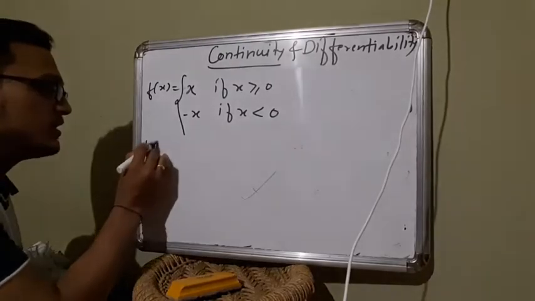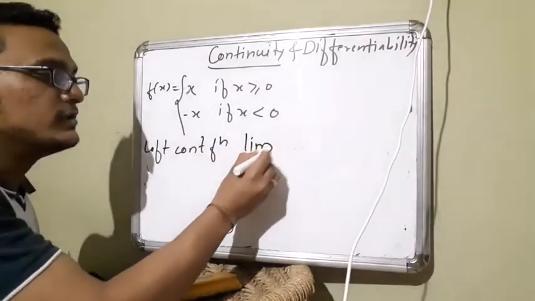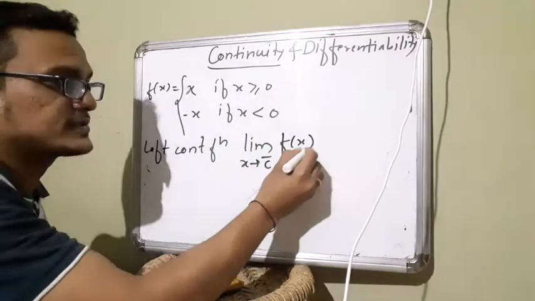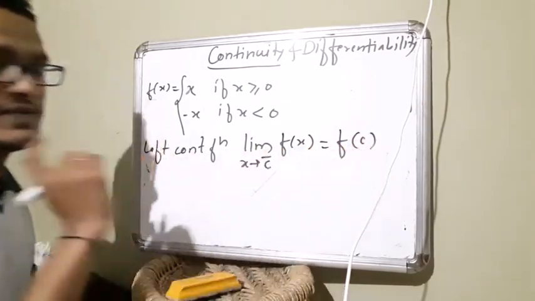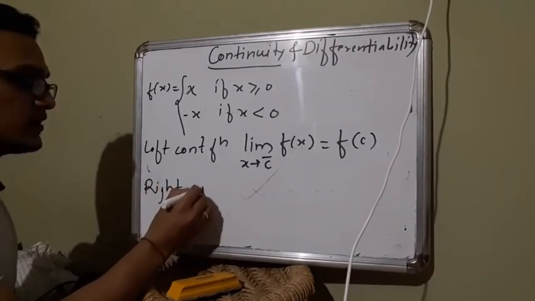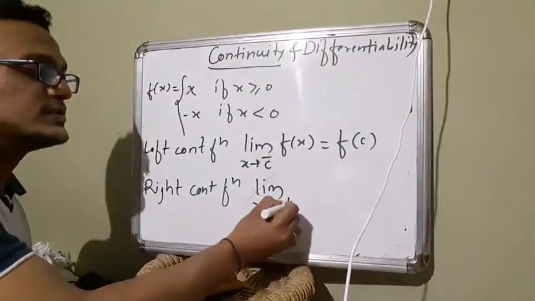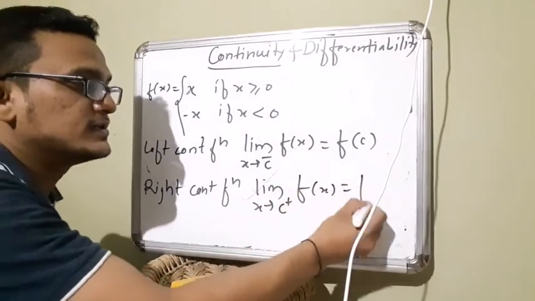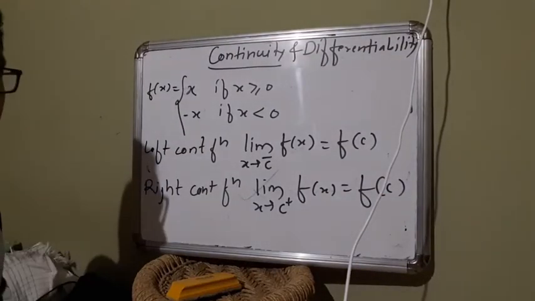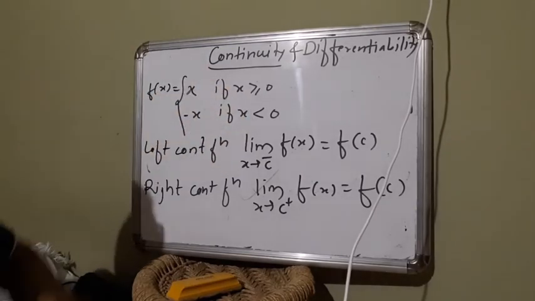So what is the left continuous function? The definition is limit x tends to c minus f of x is equal to f of c. And for the right continuous function, the definition is limit x tends to c plus f of x is equal to f of c. So these two definitions you have to use for a continuous function which is defined in the form of less than and greater than.